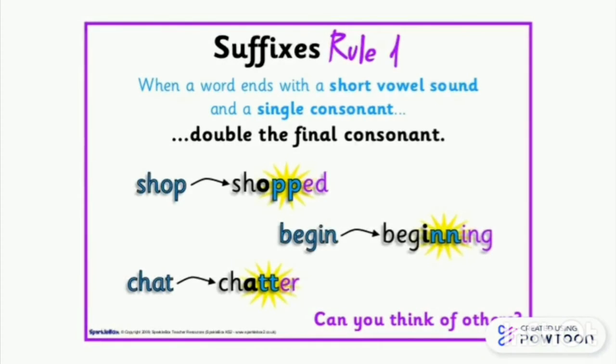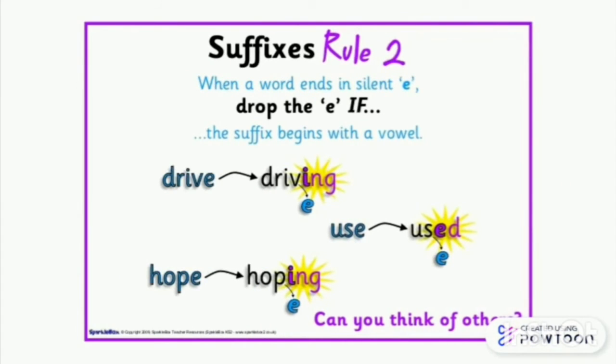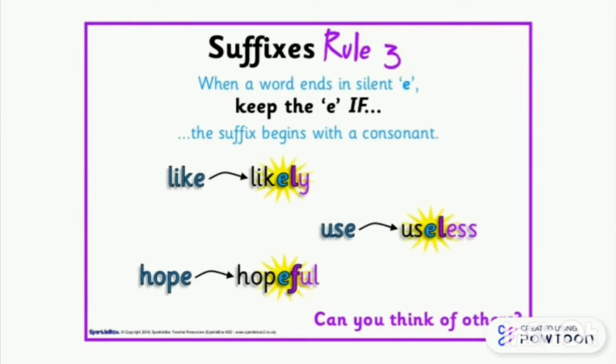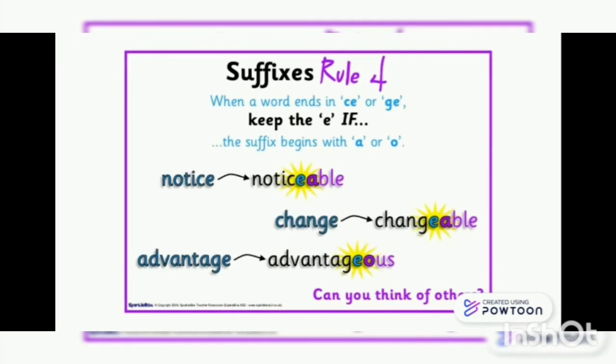First one is suffix rule number 1. Double the final consonant. For example, begin, beginning, chat, chatter. Rule number 2. When a word ends in silent E, drop the E if the suffix begins with a vowel. For example, drive, driving, use, using. Rule number 3. When a word ends in silent E, keep the E if the suffix begins with a consonant. Like, likely, use, useless, hope, hopeful.